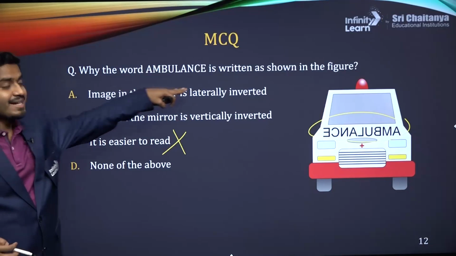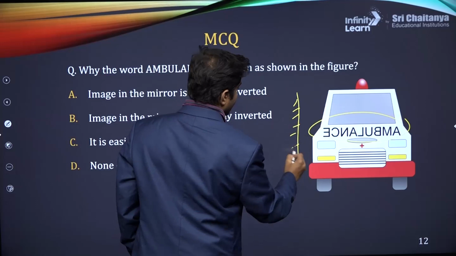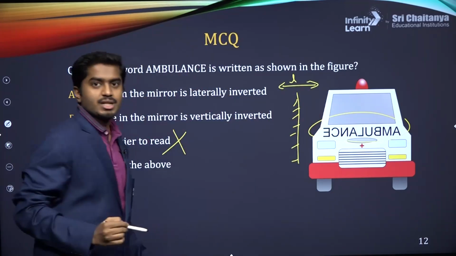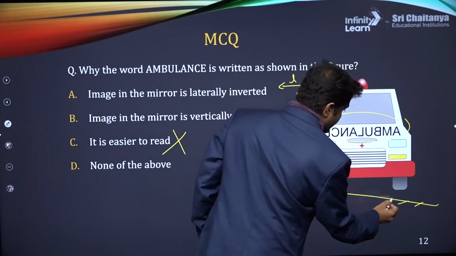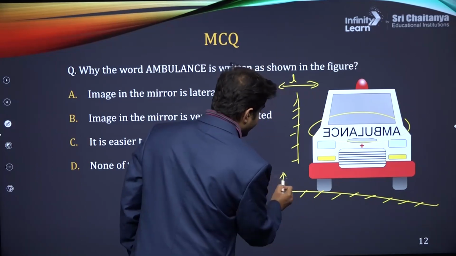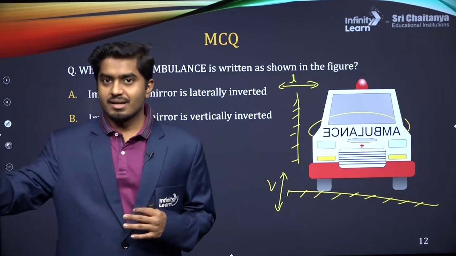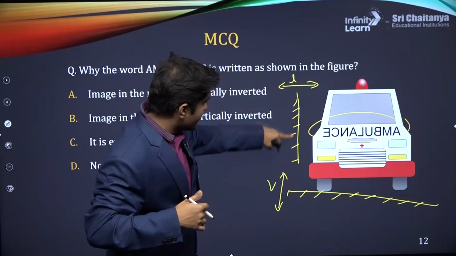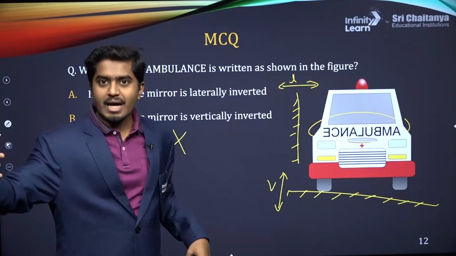Now what is lateral inversion? Let's suppose if you place a mirror at this point, then this one is a lateral inversion. If you place a mirror somewhere here, then this one would be a vertical inversion. So let's suppose there is some car which is in front of this ambulance. So it will have the mirror something like this, right? There is a car in front of the ambulance.